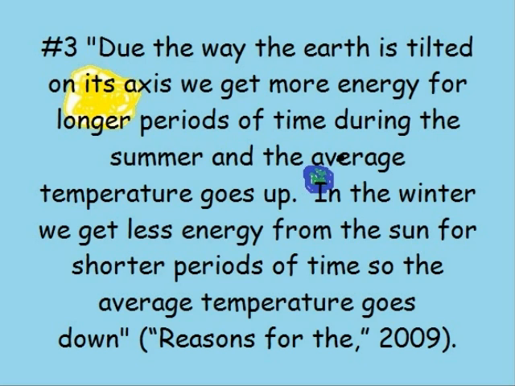The last big idea we need to understand is that due to the way the earth is tilted on its axis, we get more energy for longer periods of time during the summer and the average temperature goes up. In the winter, we get less energy from the sun for shorter periods of time, so the average temperature goes down. Let's begin the videos.